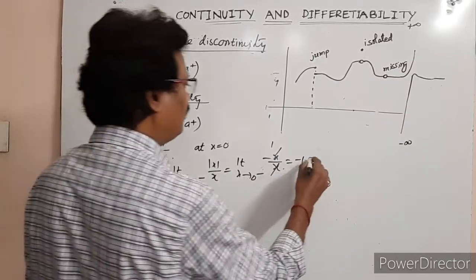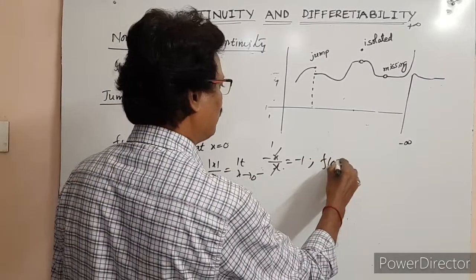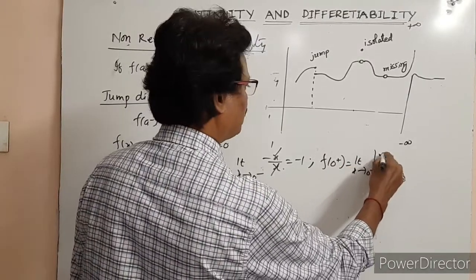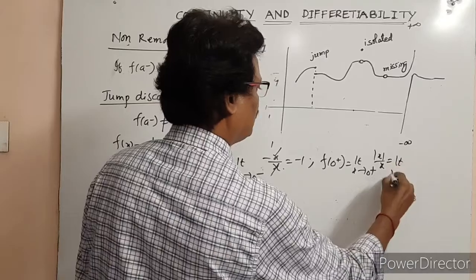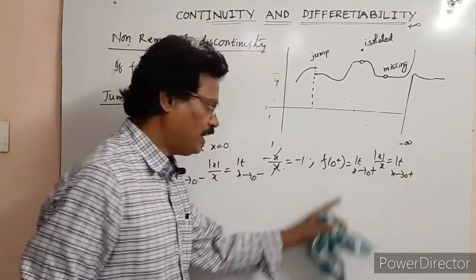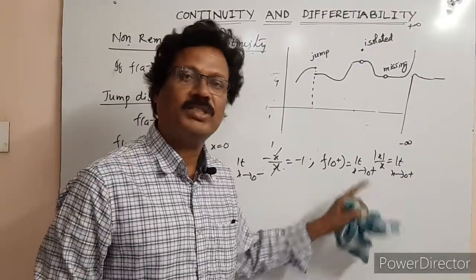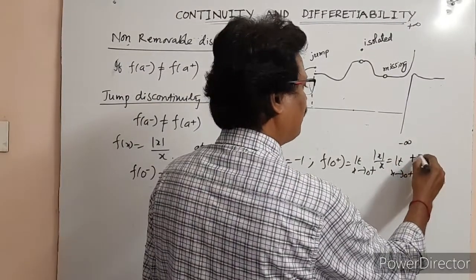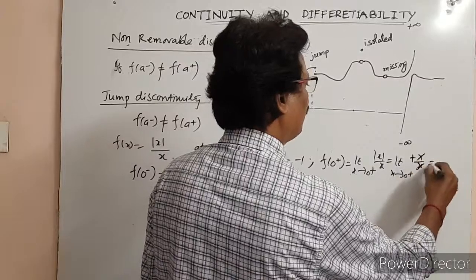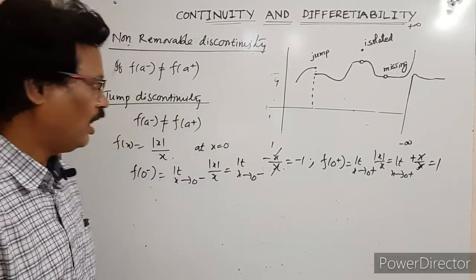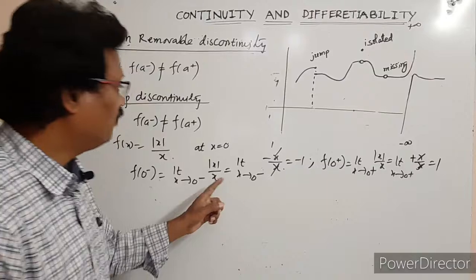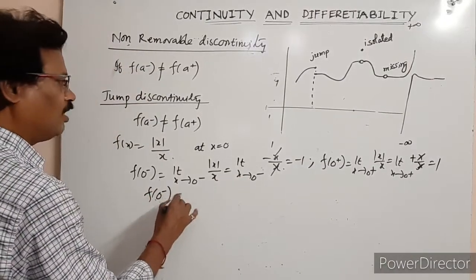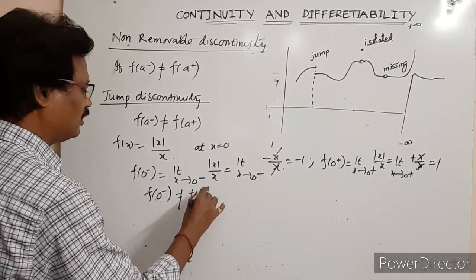What about the right limit here? f of 0 plus, limit as x tends to 0 plus of mod x by x. Here x is just more than 0, which is a positive number. That is why mod x is x, and x by x gives 1. Therefore the right limit is 1 and the left limit is minus 1. Therefore f of 0 minus is not equal to f of 0 plus.